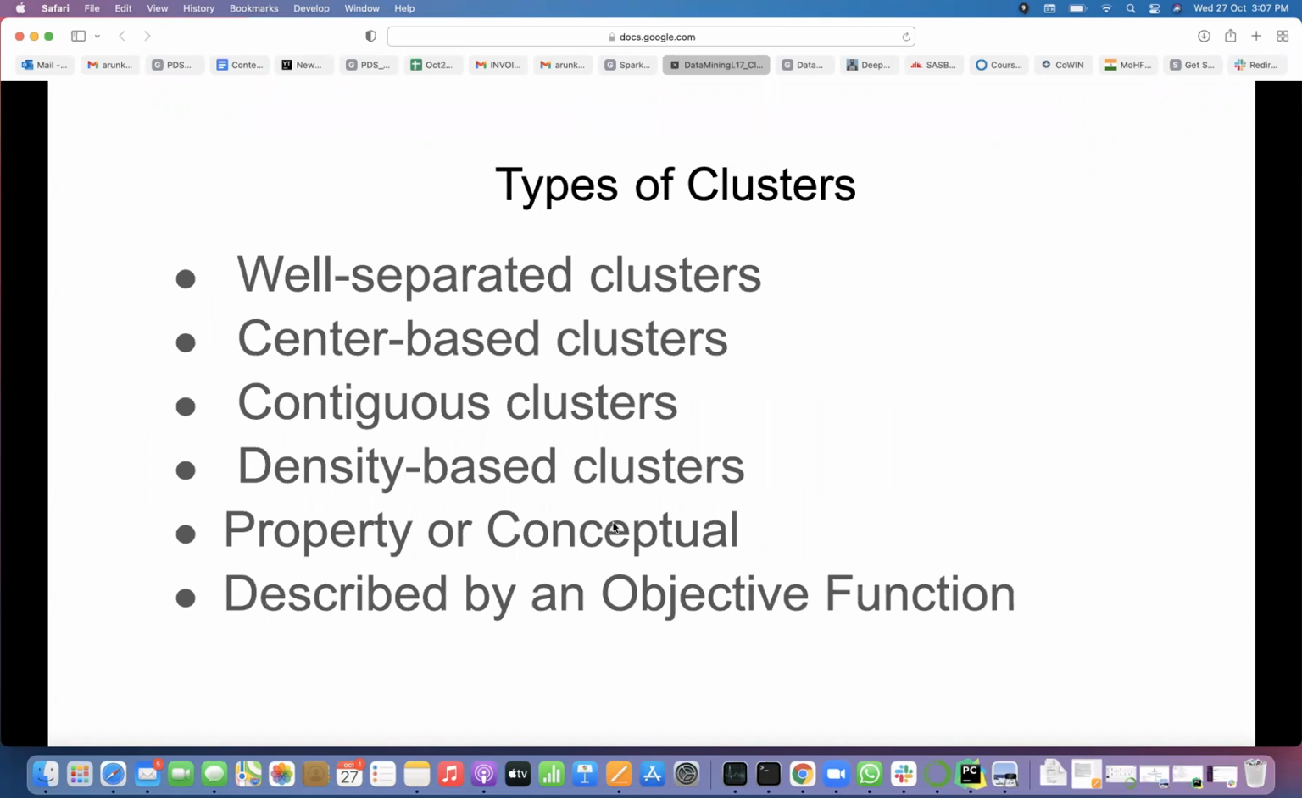So, types of clusters now. Well-separated clusters: we will see only whether they are separated well or not. Center-based clusters: we will have centers, and we'll see that the distance for any element in that cluster to its own center should be the minimum compared to the distance to any other cluster center. That is center-based clusters.